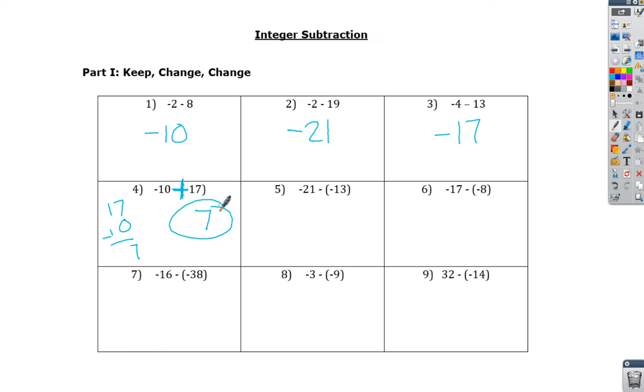Then we also have number 5. Remember, this right here looks like a little plus sign, so we can just change it into a plus sign. So we have negative 21 plus 13.